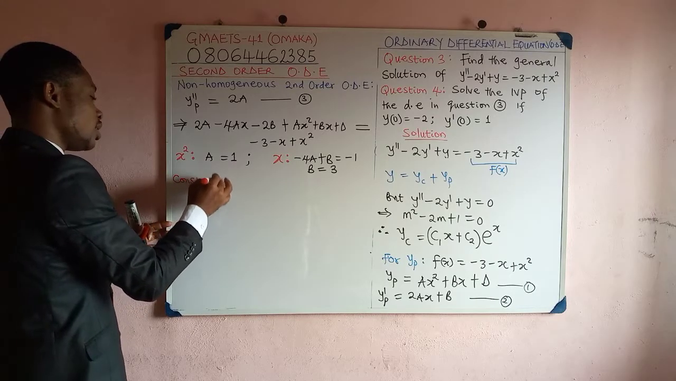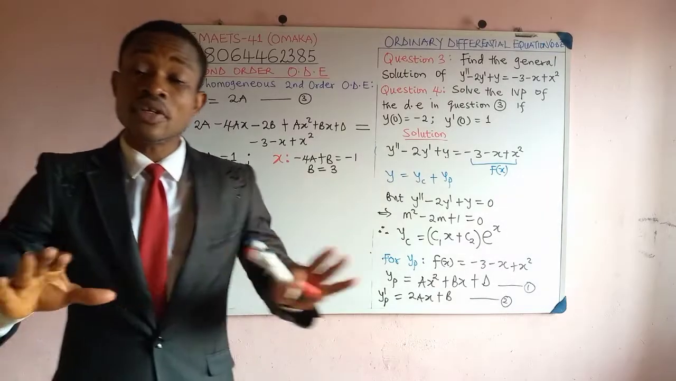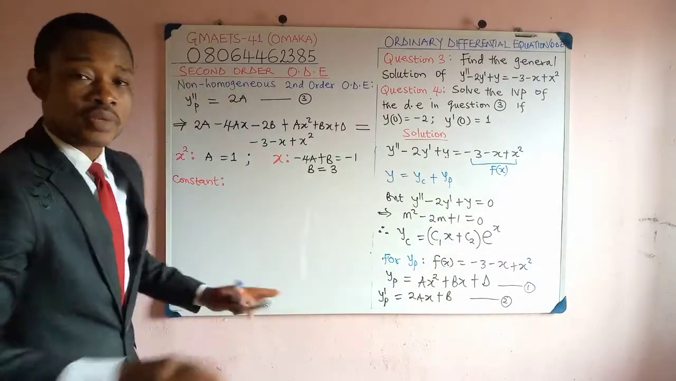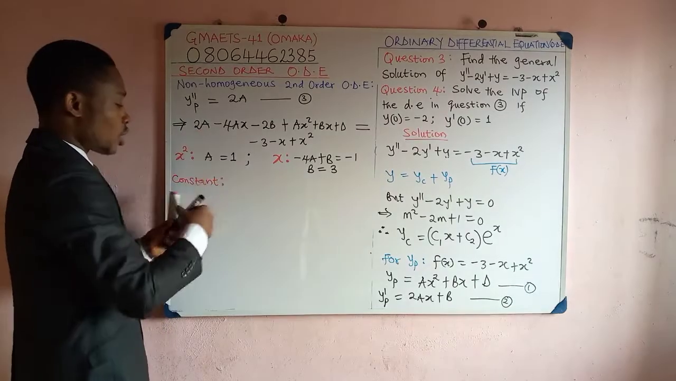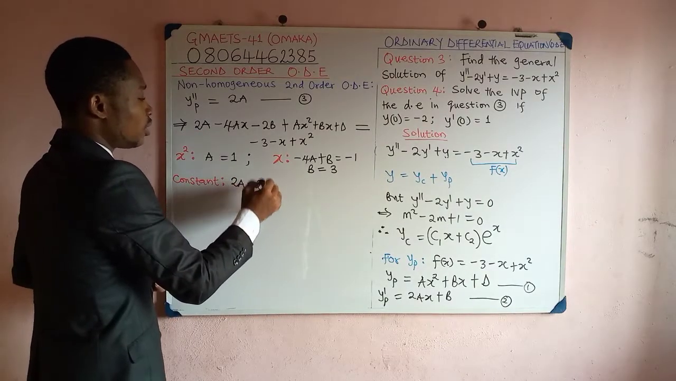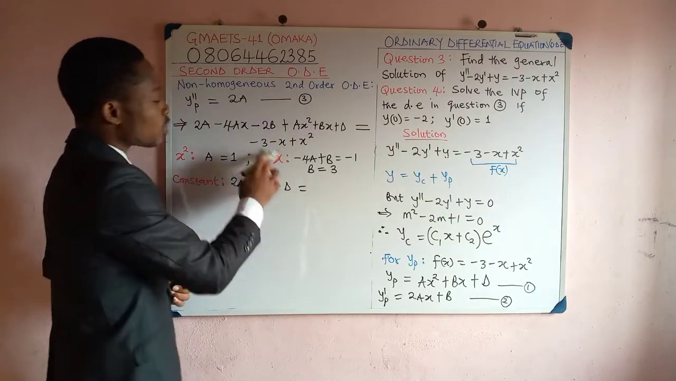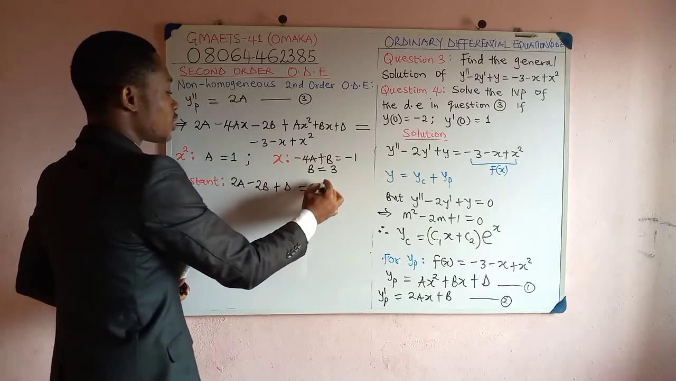Comparing the constant term, right? The constant from the left hand side, that is the terms without x. 2a is one of them, so I'll pick it, 2a from the left. Another one is minus 2b, look at it. And then the last one is plus d. That's going to be made equal to the constant on the right hand side, which is minus 3.